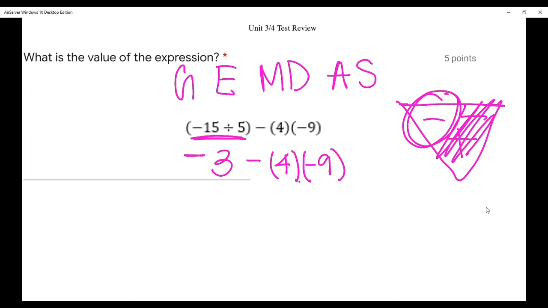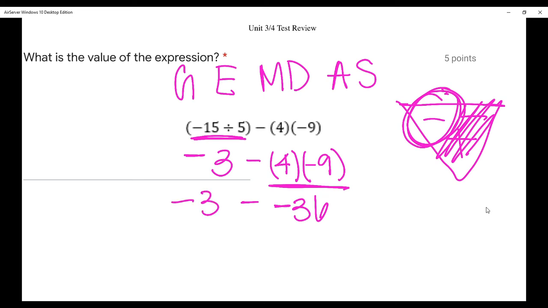Remember, when I have 2 parentheses next to each other and no sign in the middle, that means multiply, so he's next before I do anything else. So 4 times 9 is going to be 36. And then one's positive, one negative, so it's going to be negative again. And then copy everything else down.